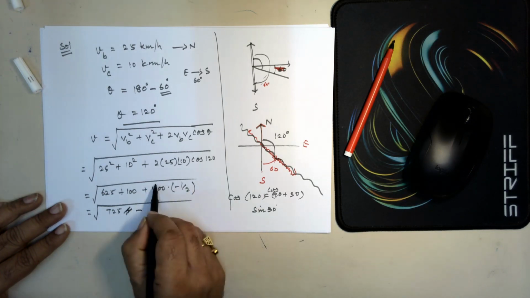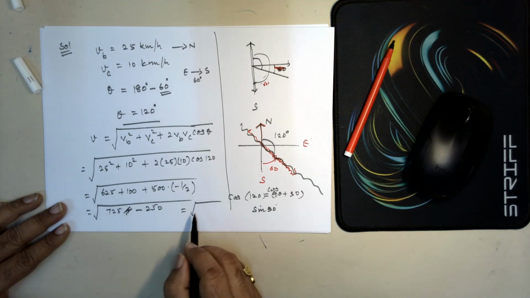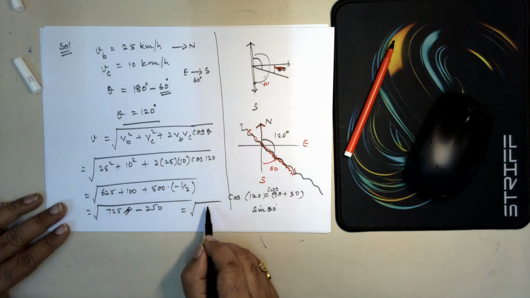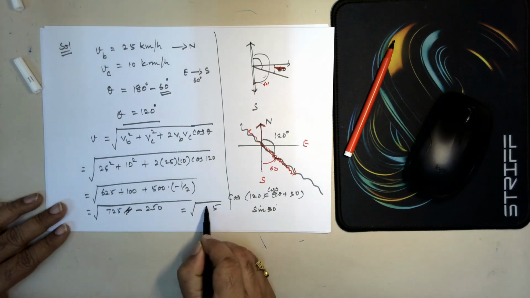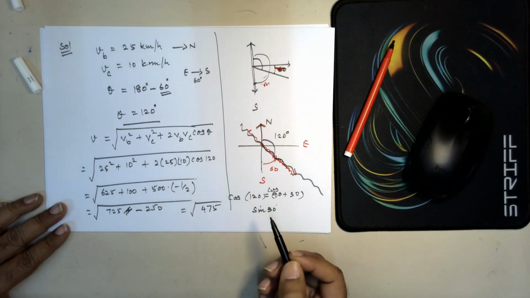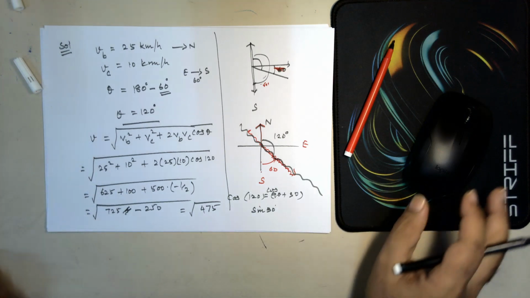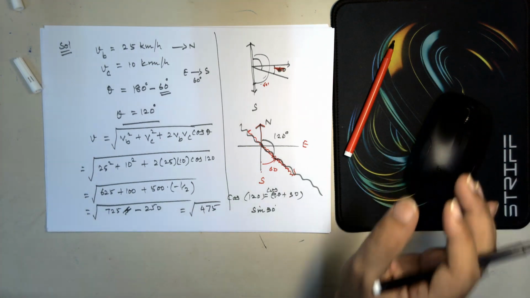minus 250, right? So that is equal to the square root of how much? 725 minus 250, what is that? 475, right? So what is the square root of 475? Work it out and tell me please by the division method. You know that, right? Do it fast.